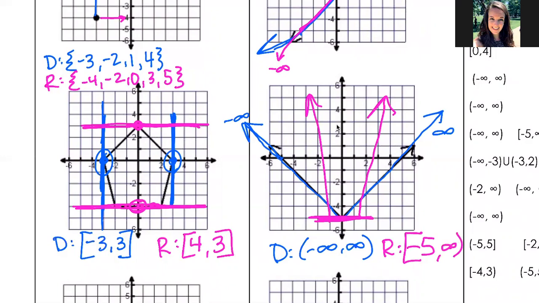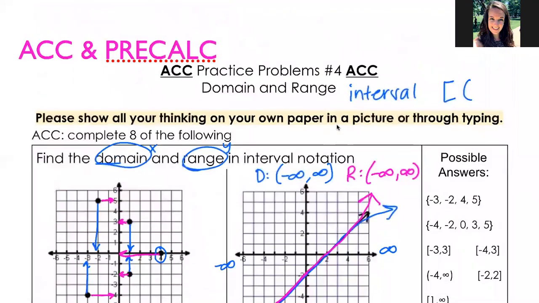So I'm trying to put it in this box. If possible, I'll put it in a box like this. But if not possible, I'll just draw as many sides of the box as I can. Okay. That is number 4 for domain and range.